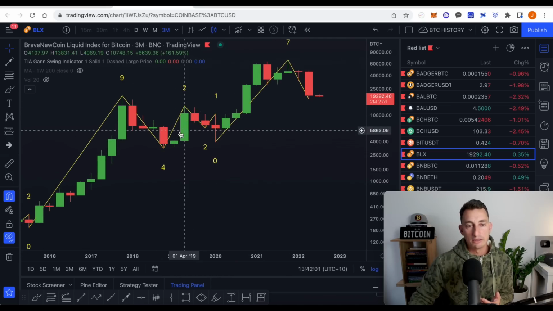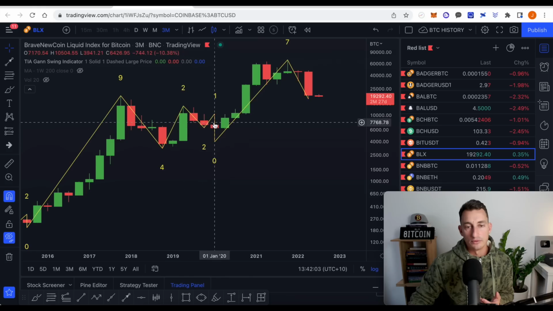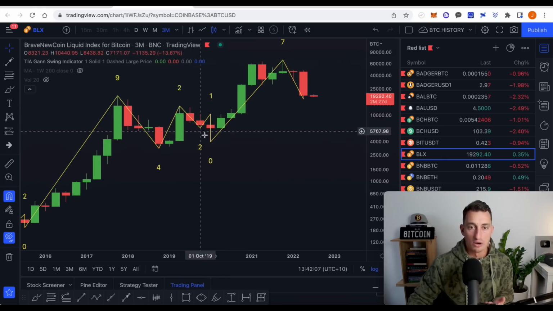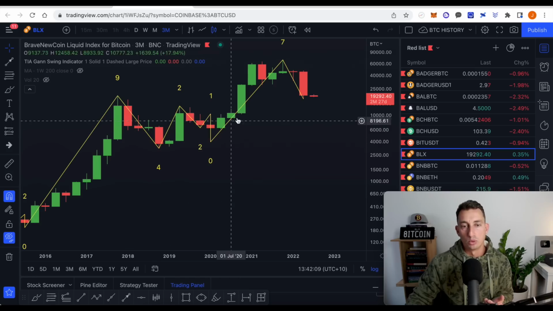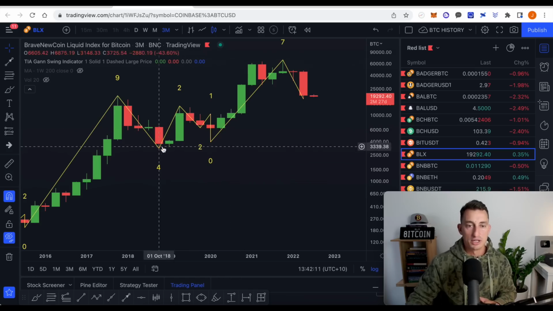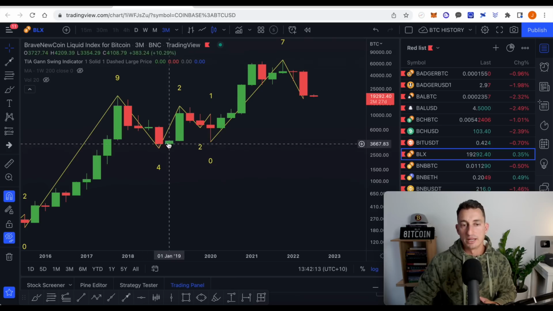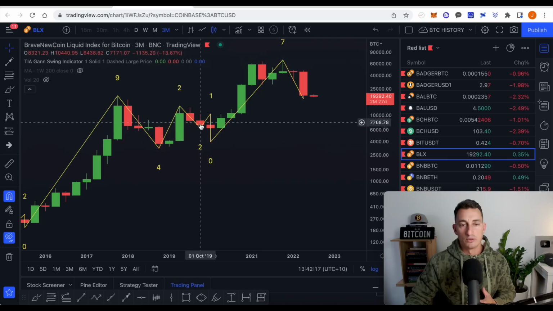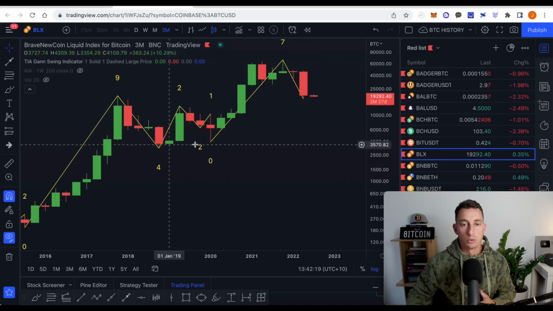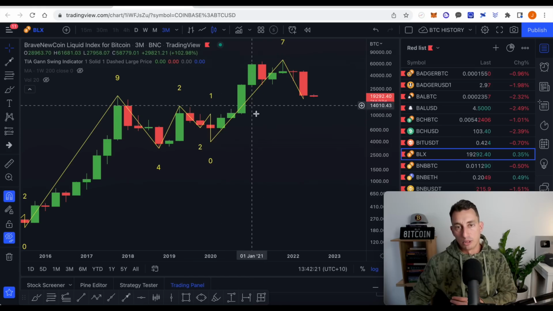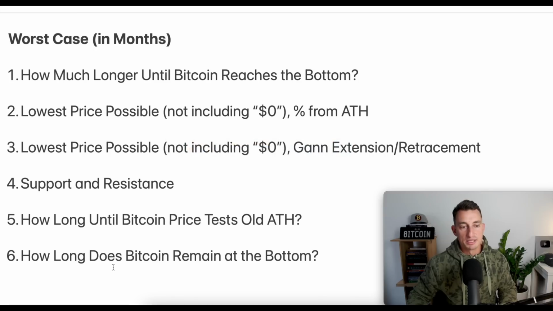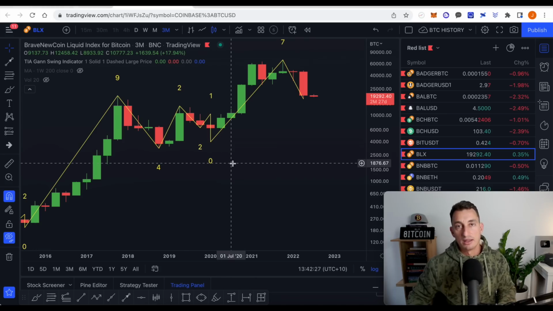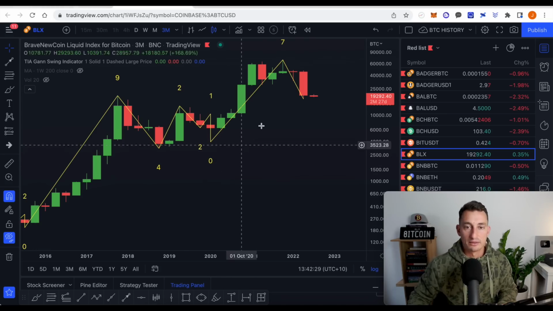So it was in a trading range for 1, 2, 3, 4, 5, 6, 7, 8 quarters, which didn't feel like a trading range at the time, but looking back on it, it does look more like a larger trading range than those first 2 quarters, which ended up being about 4 months where it traded between 3 and 4 grand. So you can look at 8 quarters in the trading range before it broke out. So that's going to help us answer number 6. How long does Bitcoin remain at the bottom? Think about that. 8 quarters, 3 months each, quite some time.